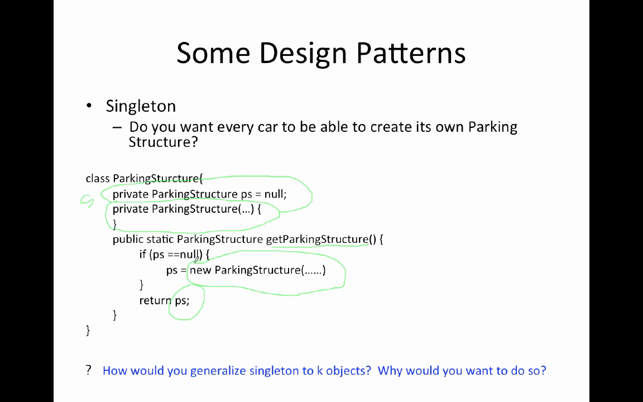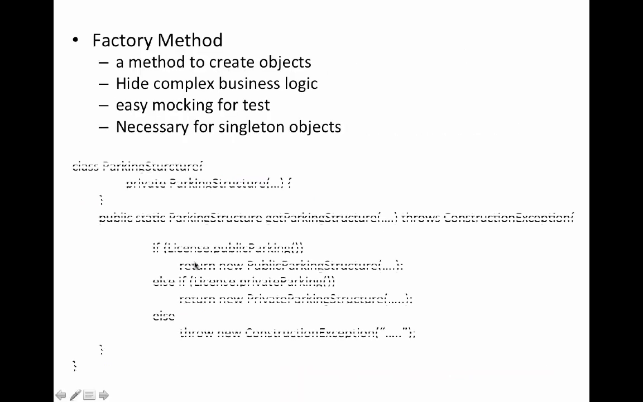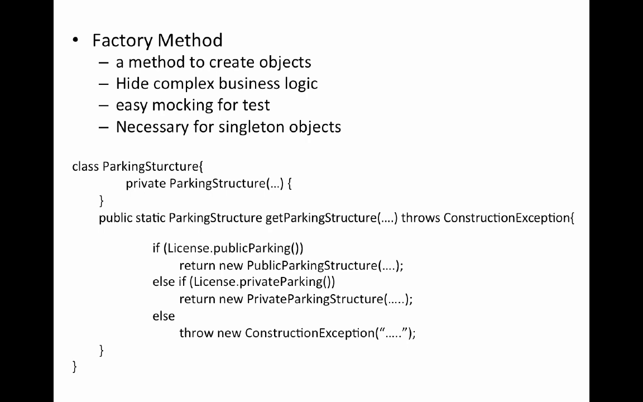Likewise, it's also possible to restrict some classes to just have k objects, where the singleton is a specialized case where k is 1. And then there's the concept of static factory methods. That's essentially the static method that we just saw to create a singleton object. But there could be reasons to use the static method even if you don't want to restrict the number of objects being created.